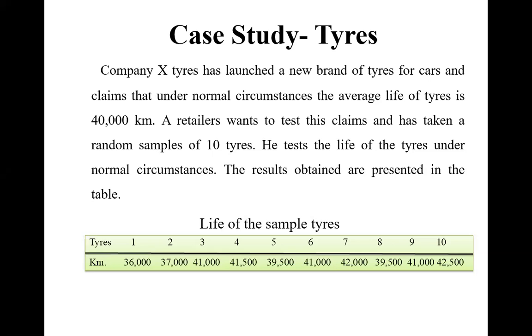Population median means the tire will run at least 40,000 kilometers. Median tells us there is a 50% chance: 50% of observations are above the 40,000 and 50% are below the 40,000. So this is a very simple case study.